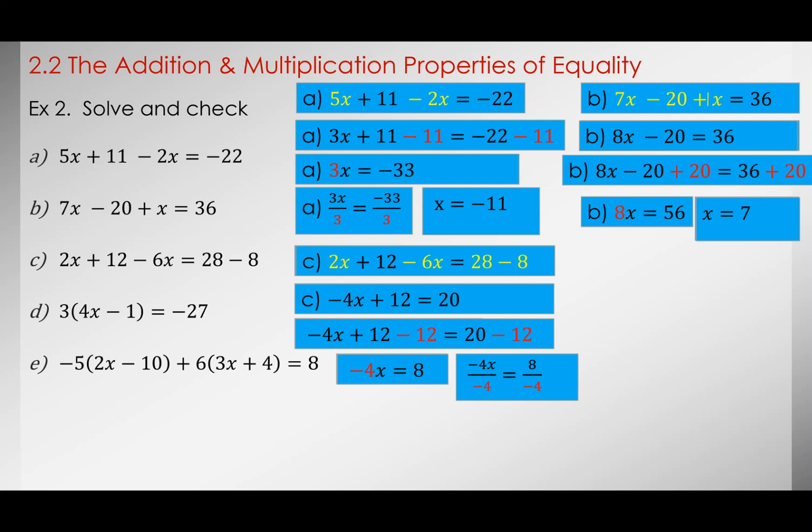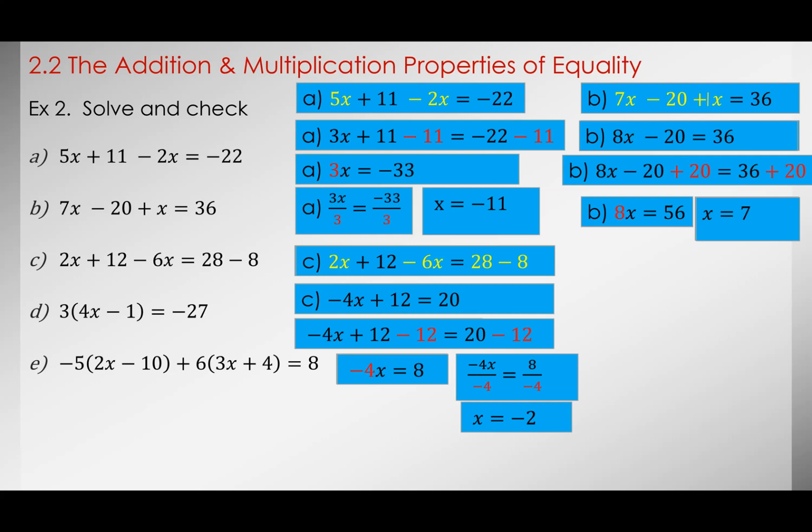You only add if there's a subtraction. This thing here is a negative 4. There's no subtraction sign in front of the 4. So again, that number is a negative 4. And to get rid of that negative 4, we divide, which is 8 divided by negative 4 to give me a negative 2, okay?